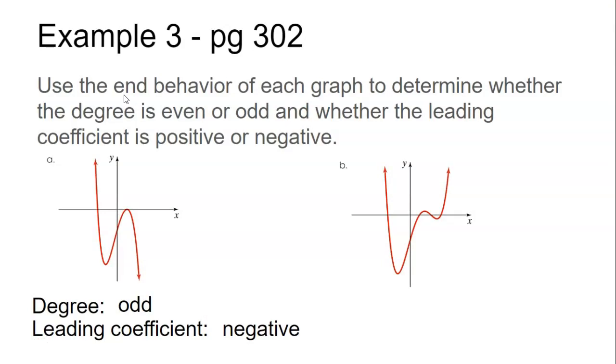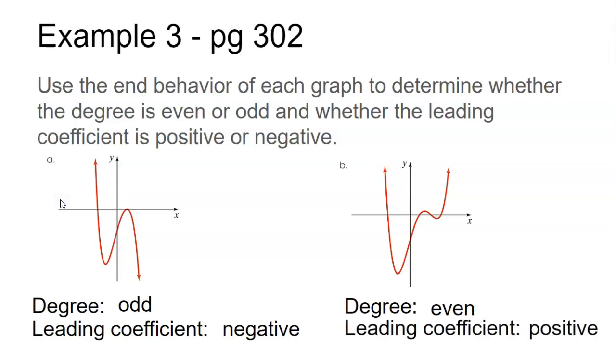And then for the other one, of course, that would be an even degree, because the endpoints go up in the same direction, and the leading coefficient is positive because they finish up. And again, I can compare that to x squared.